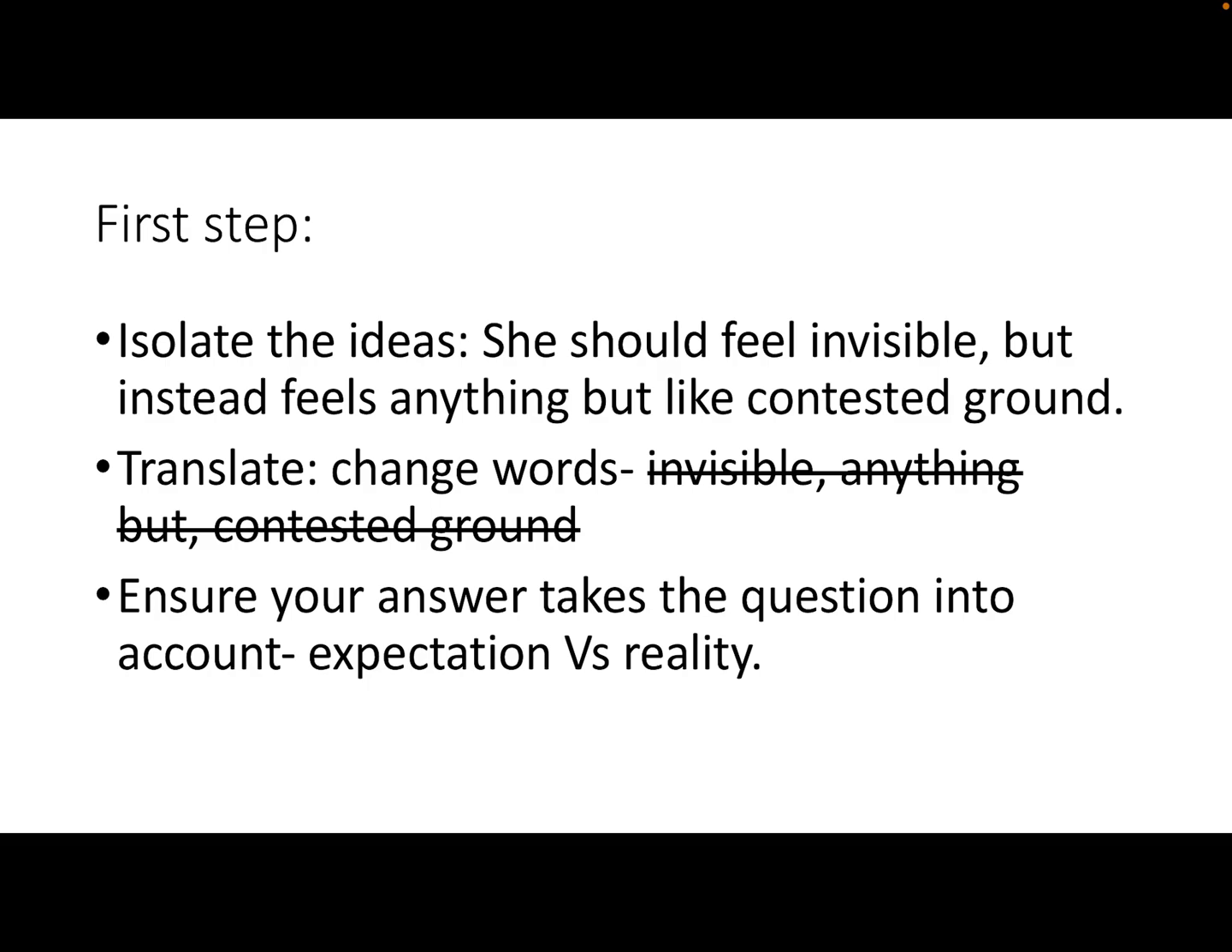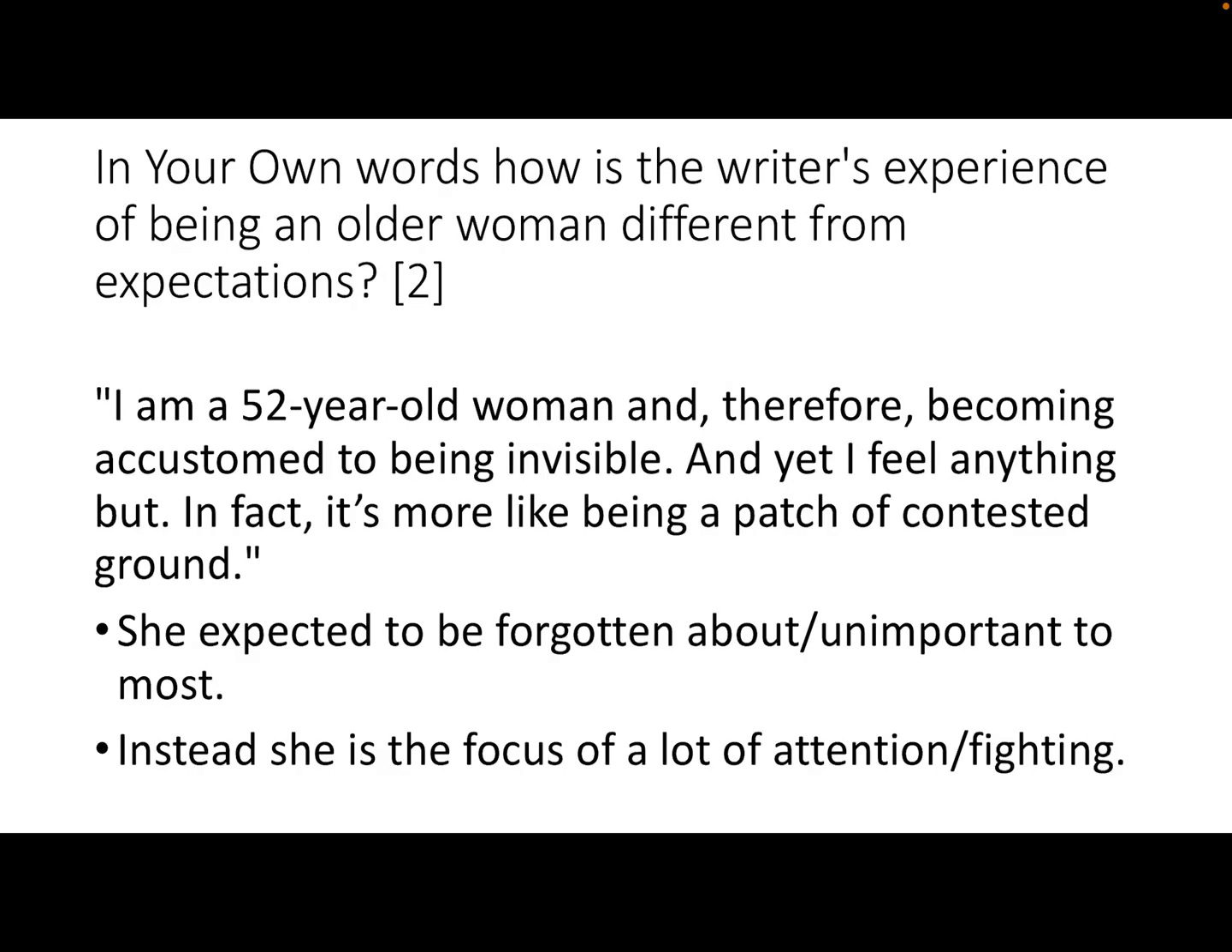We need to translate it. We need to change the words. So we're not using the word invisible, we're not using anything but, and we're not using contested ground. And now we need to ensure that our answer takes the question into account, that we talk about which one is the expectation and which one is reality. What was she thinking was going to happen, and then what actually happens? So our answer to this question could be, she expected to be forgotten about or unimportant to most people, and instead she is the focus of a lot of attention and fighting. That is the kind of answer that we're looking for.